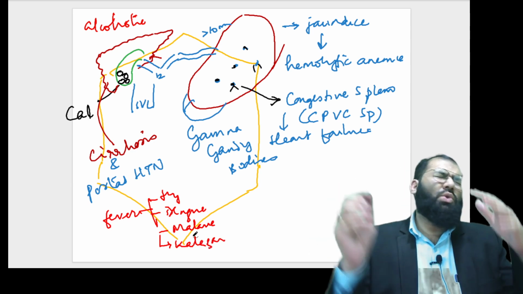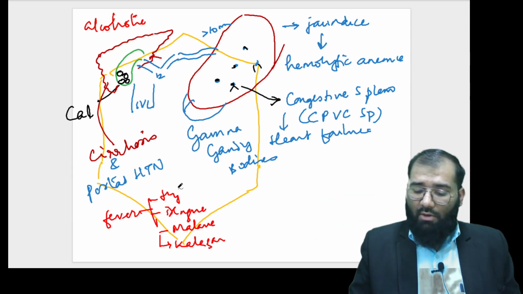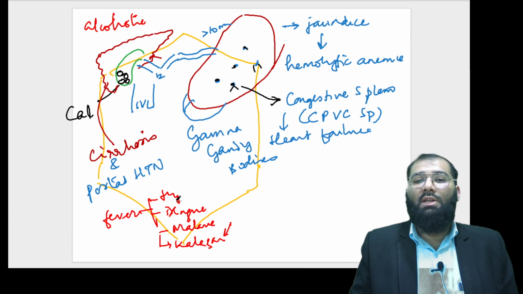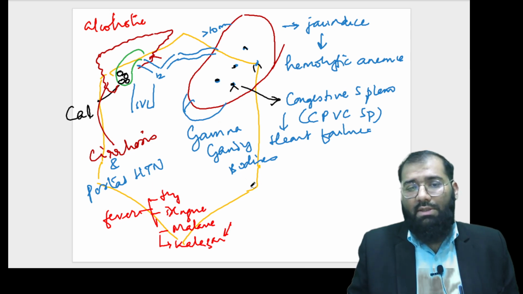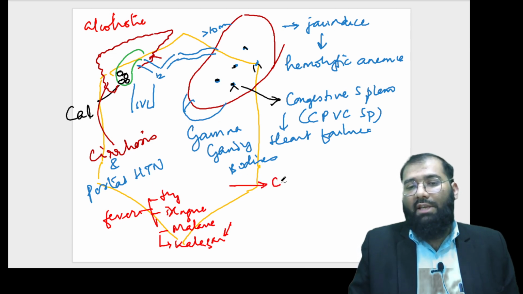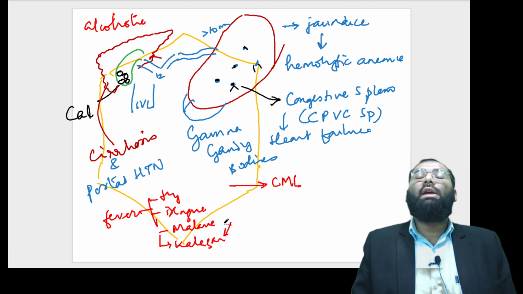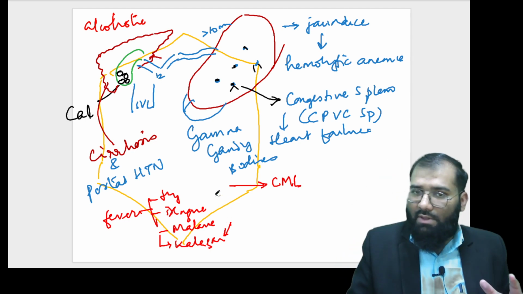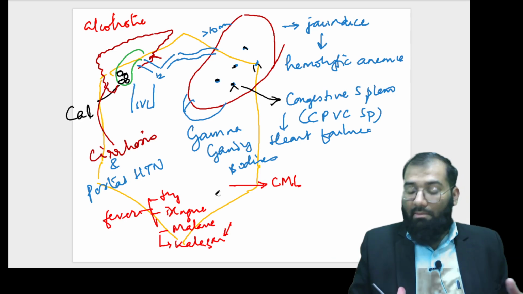If the spleen is too huge, you can't even measure, think of kala azar. Another important cause of splenomegaly, especially in patients referred from physicians, is CML. What is CML? Chronic myeloid leukemia. If a patient has CML, you'll find that there is massive splenomegaly. You can't even measure the spleen.